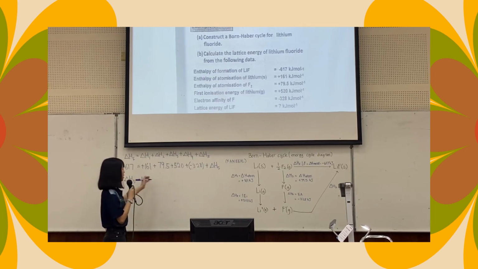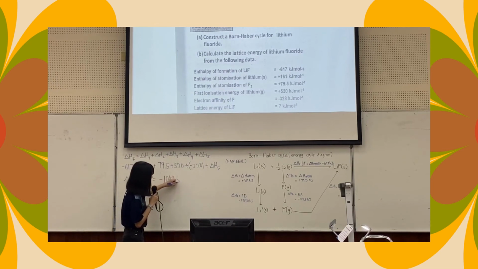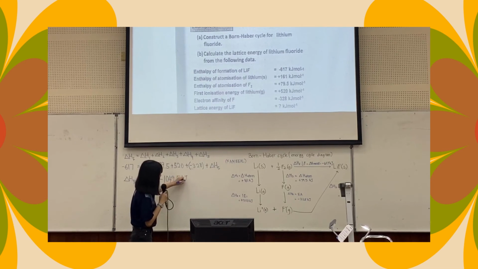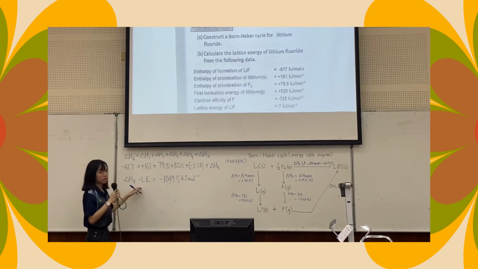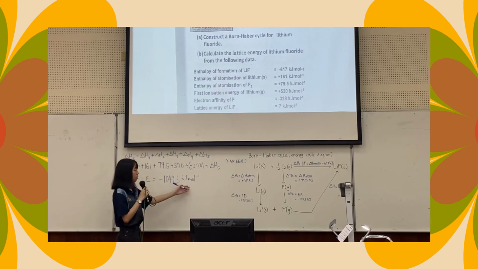And the answer for this is negative 1049.5 kilojoule. And the most important thing is that we have to write per mole, because lattice energy is actually the formation of solid ionic compound in 1 mole. So the unit for this answer is kilojoule per mole.